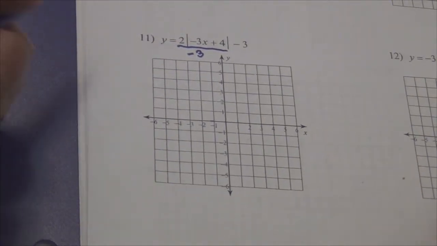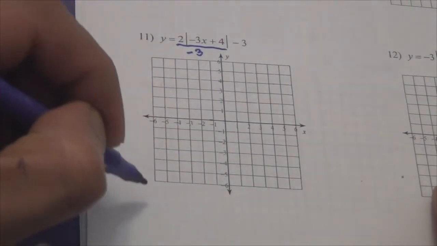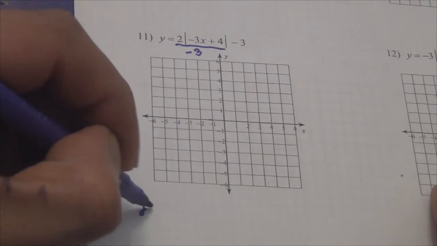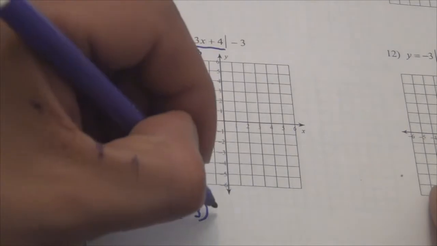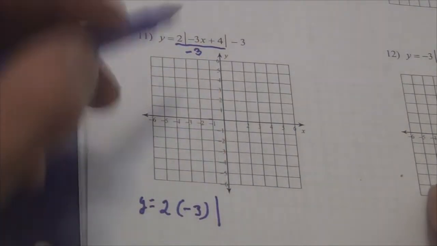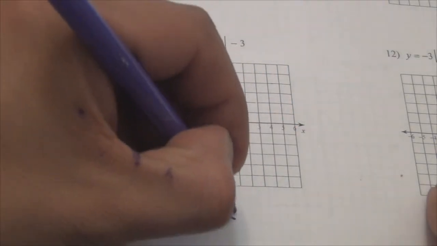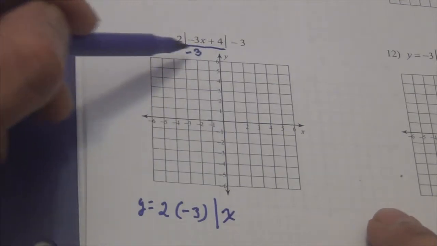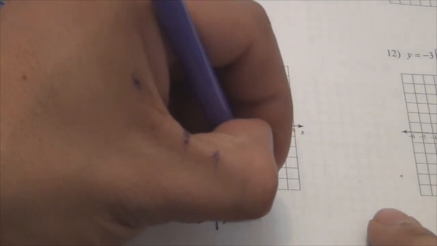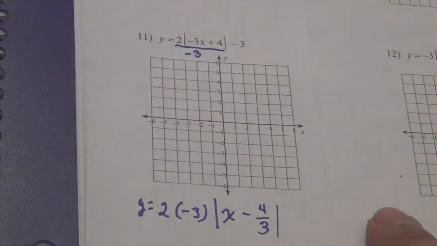Okay, if I divide by -3, what do I get? First of all, that means that I'm factoring out the 3. So I get y equals 2 times -3 times the absolute value of, and what do I have left in here if I divide by -3? X, 1x, right? And then here I get -4 over 3. So minus 4 over 3. Okay, and then minus 3.